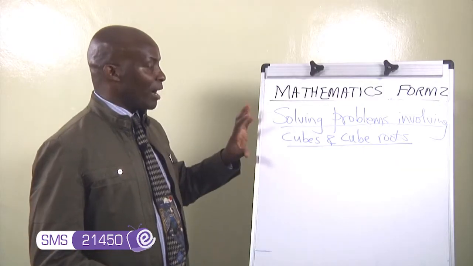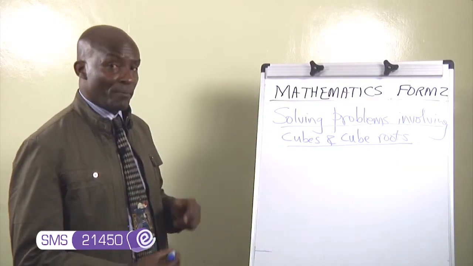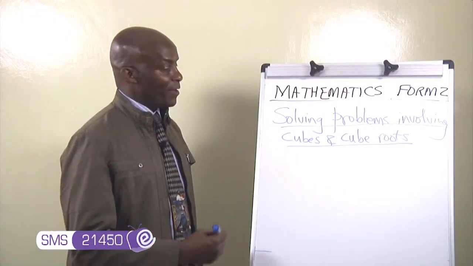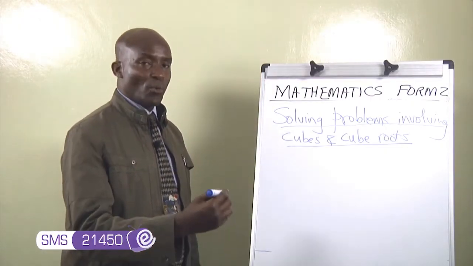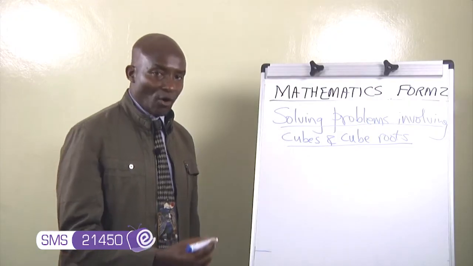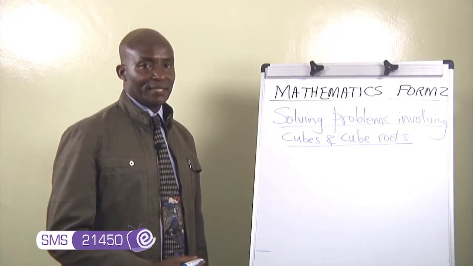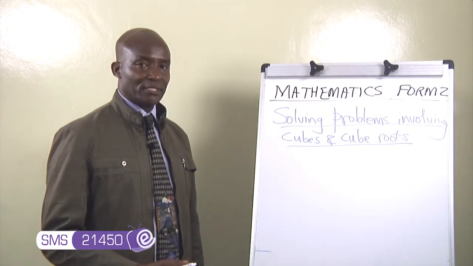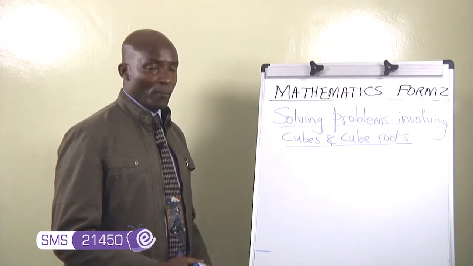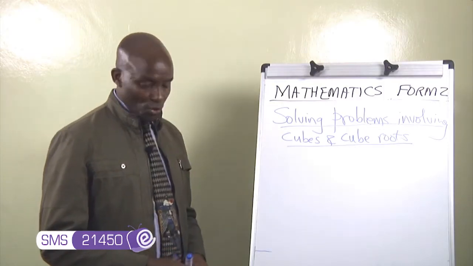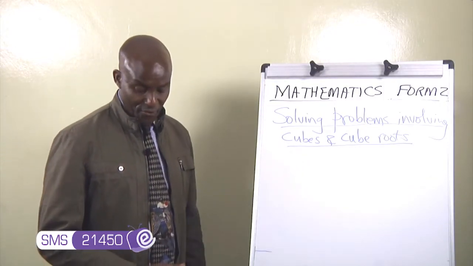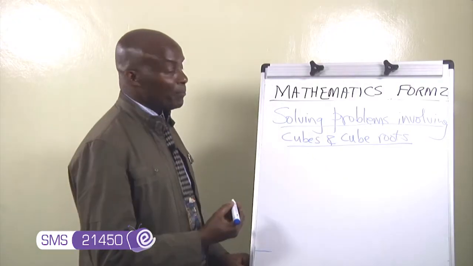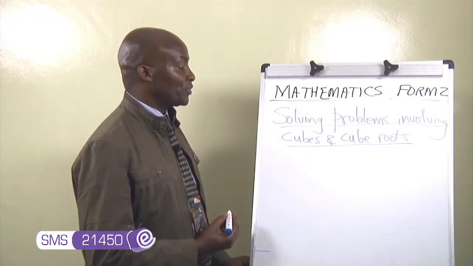And when you come to that, you need to remember one thing: in the question paper, the question will specify to how many significant figures you should give your answer, or to how many decimal places you should give your answer. So please remember, you need to be very thorough and very keen on that. Now, I'll give you an example of a problem that involves cubes and cube roots.